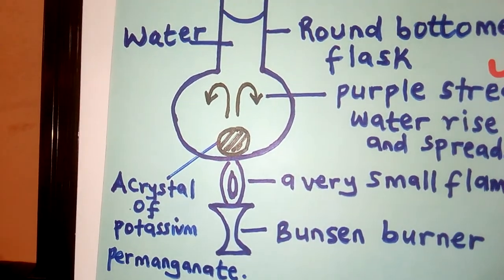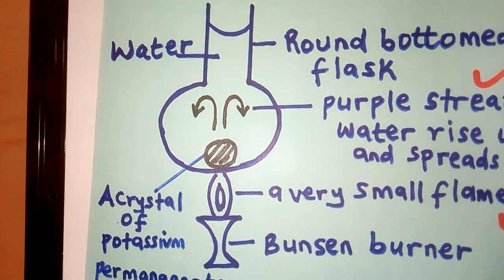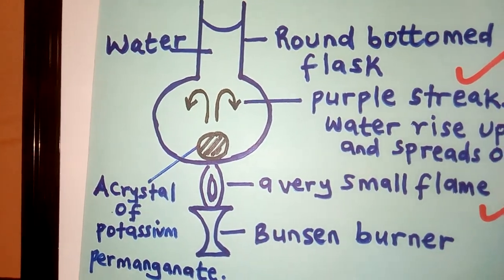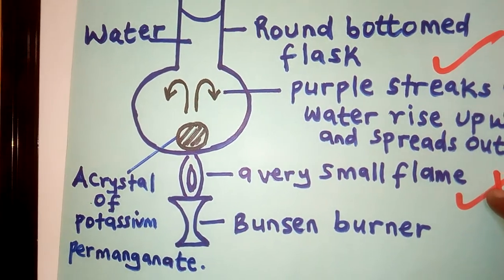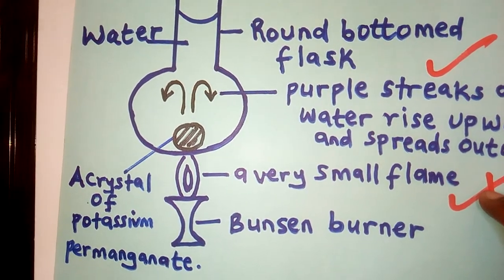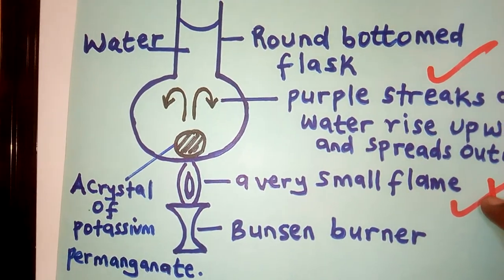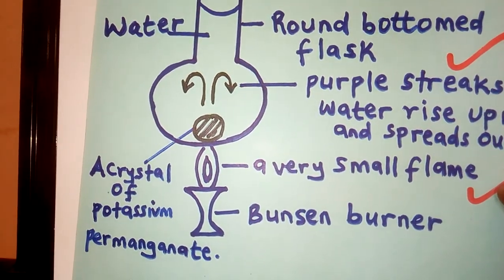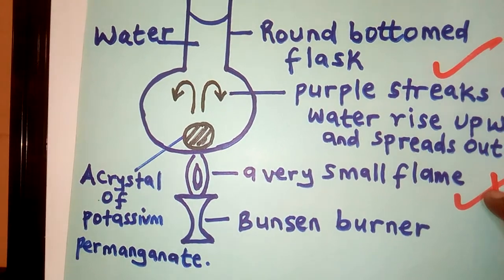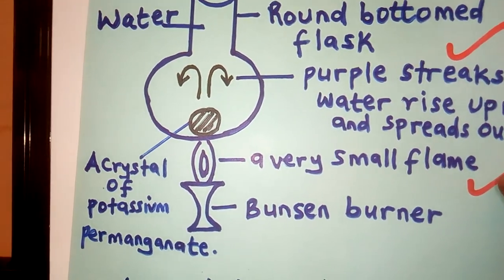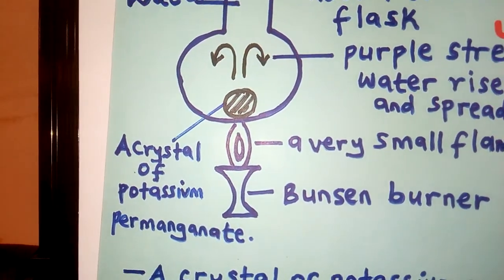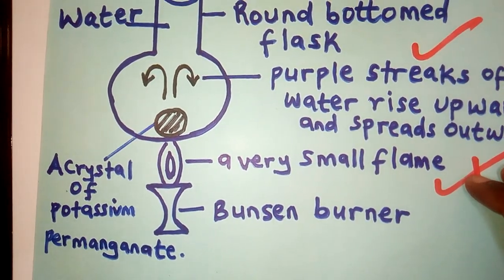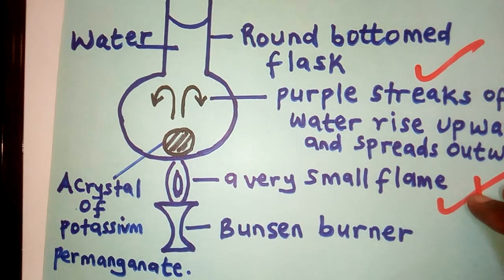We drop it gently. If you drop it in a hard way, it is going to hit the bottom of the round-bottomed flask and it will break. Remember, the round-bottomed flask is made out of glass. So you pour water inside the round-bottomed flask. After that, you drop a crystal gently, a crystal of potassium permanganate, which is purple in color. Drop it at the center, in the middle, at the bottom of the flask.